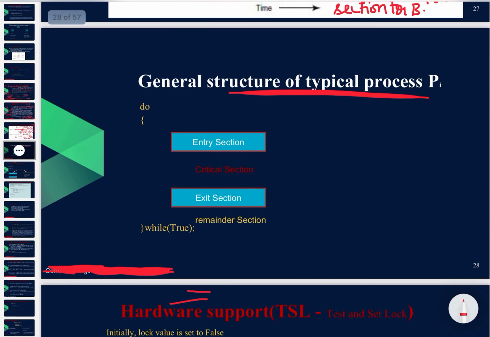So the general structure of a typical process Pi. What do you have to do? Do the entry section, you will take the entry. Once you take the entry, you will go inside the critical section and then you will exit.